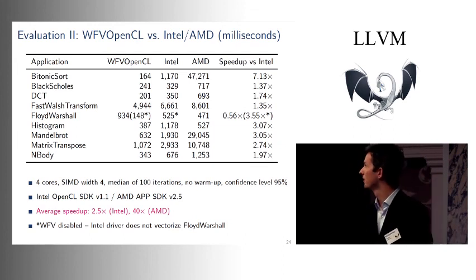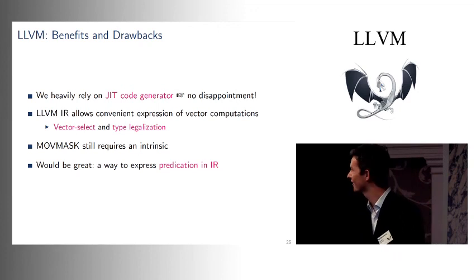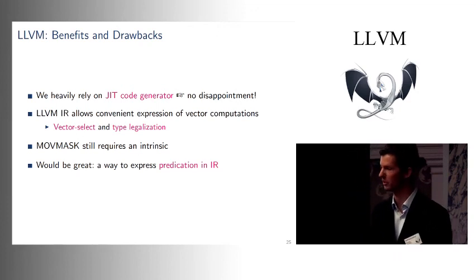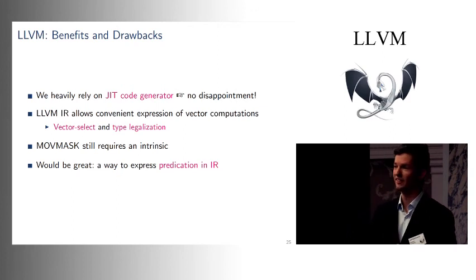So let's look a little bit at what LLVM is doing for us here. The one thing that is most important to note is we heavily rely on the JIT code generator, which is a really good decision because we don't have any complaints there. So thanks to everybody who's working on that. It's working pretty well, as the results also show, right? And the other thing is that the IR itself is pretty convenient to use in terms of vector computations, especially since the last patch on vector selects and type legalization, which I'm very glad that people from Intel worked on and actually pushed to mainline.